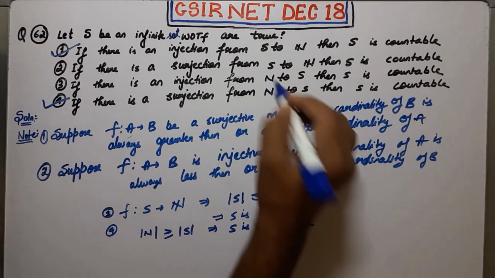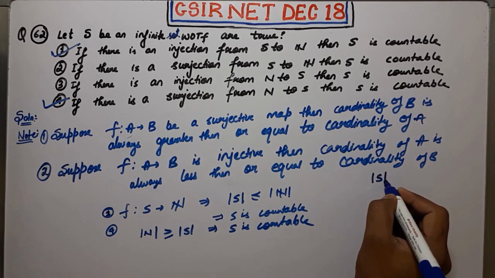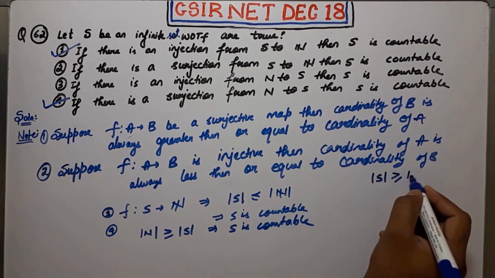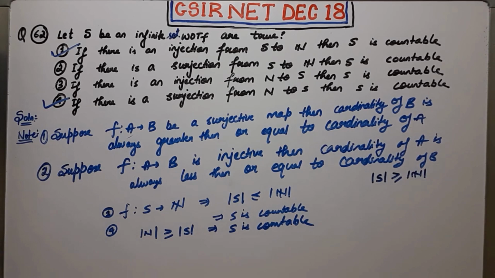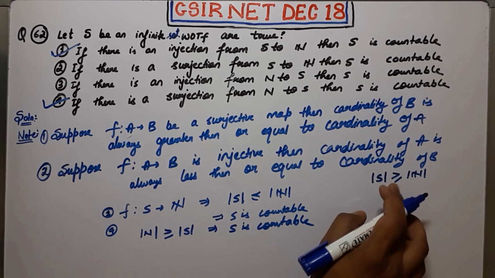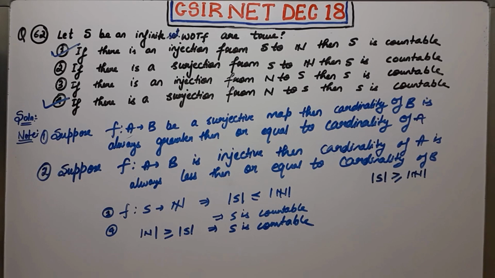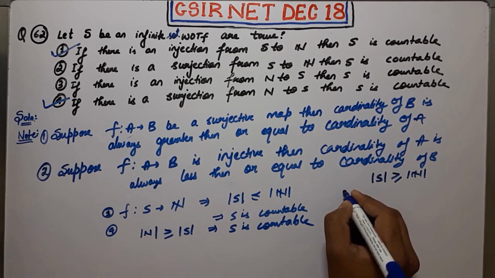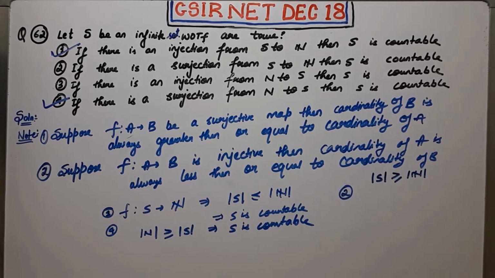Okay, so if there is a surjection from S to N, then from note number 1 you can directly say that the cardinality of S is greater than or equal to the cardinality of the natural numbers. So equality is also possible, so you cannot say anything about whether it will be countable or not. So let us take a counterexample for it. For the second option I am taking a counterexample.